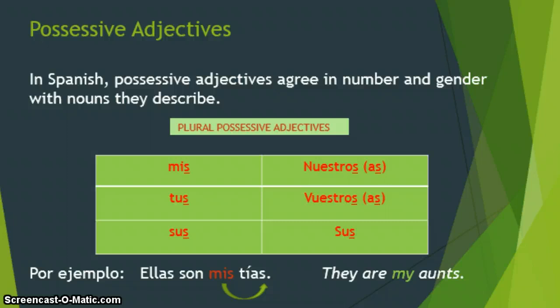This next slide goes over all of the plural forms, so you'll recognize all of these are the exact same. I'm simply adding an S. So down below I can use this to describe not just my aunt, but my aunts, so I would have to add that S to make it plural since my noun is plural. Ellas son mis tías. They are my aunts.